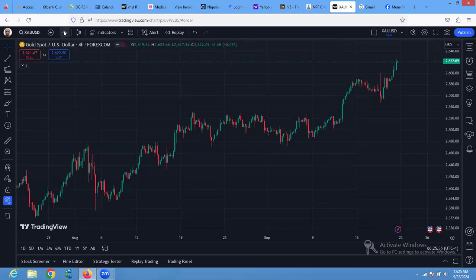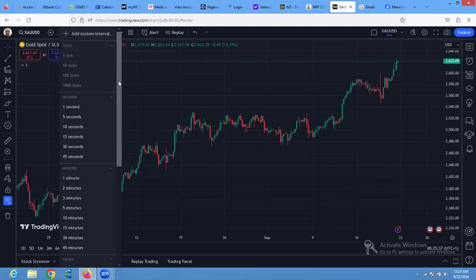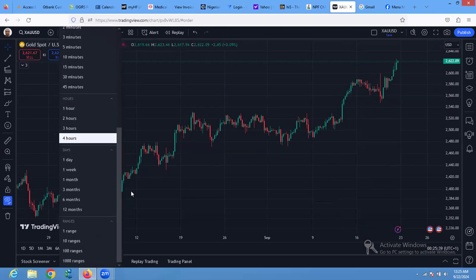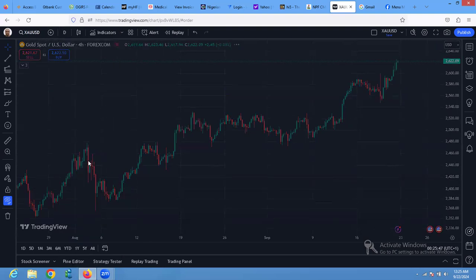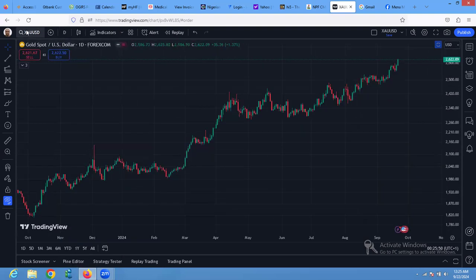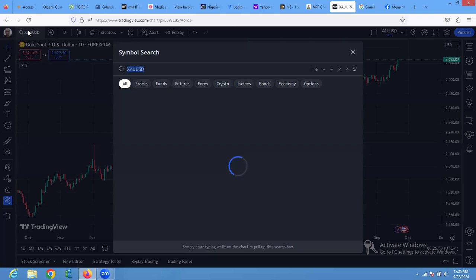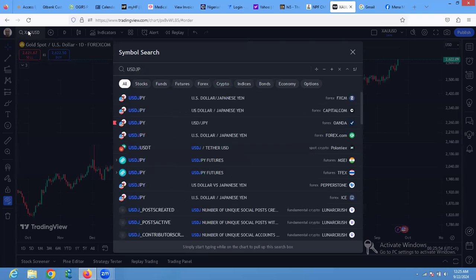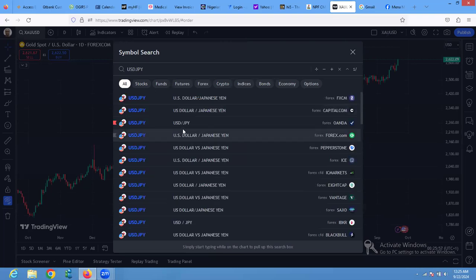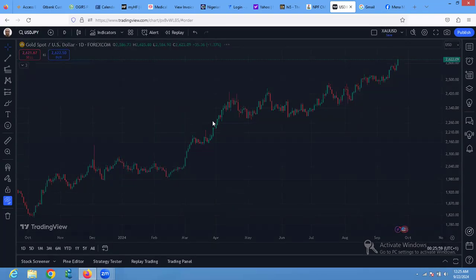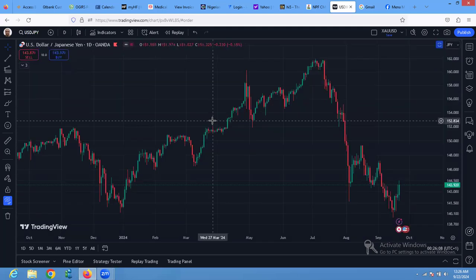Then on USD JPY. These are taking a whole lot of time today, but I think we just need to see that. So USD JPY. So I'm looking to trade this. We are seeing elements of weakness in the dollar.